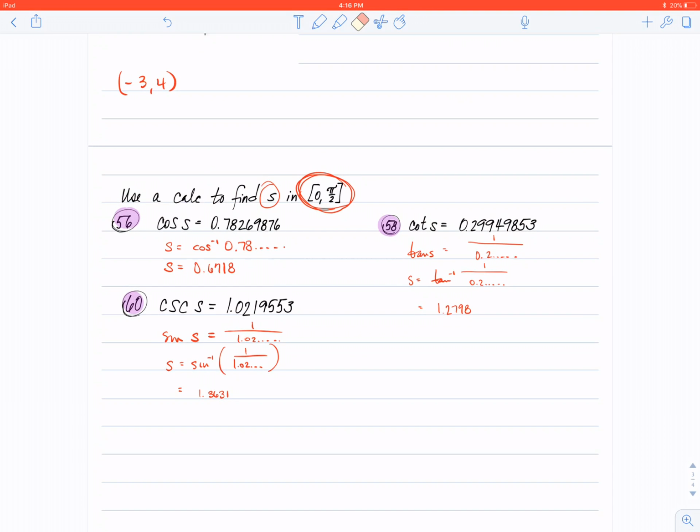So the test comes after this. And coming up, you have 2 videos in section 8.6, and after the test, we will be graphing using section 8.6 and 8.7.